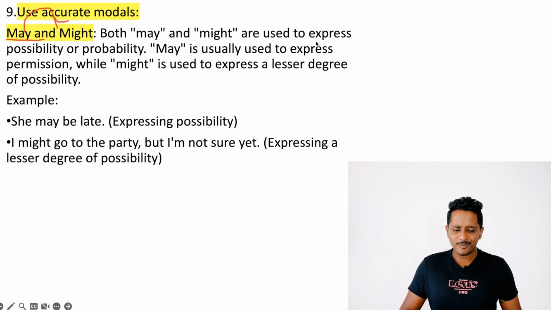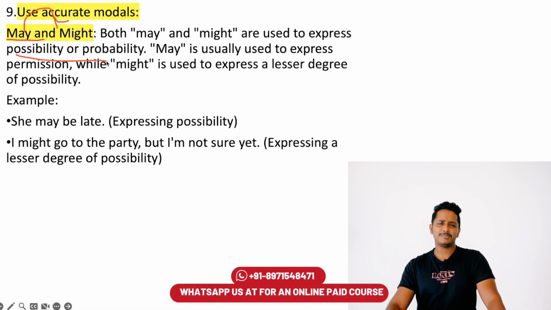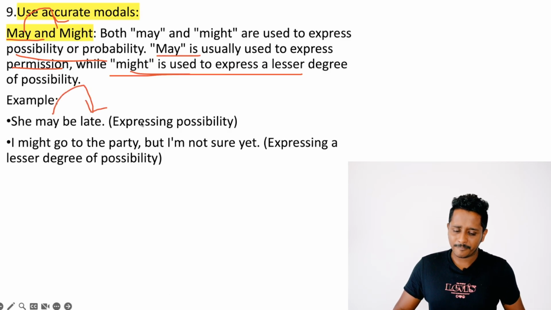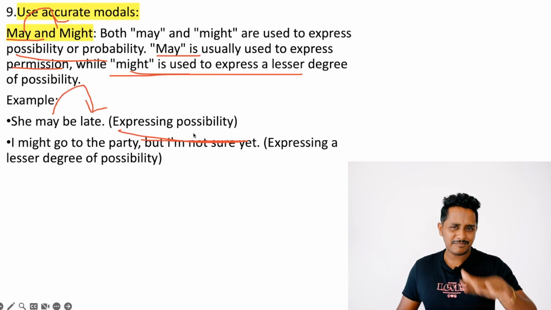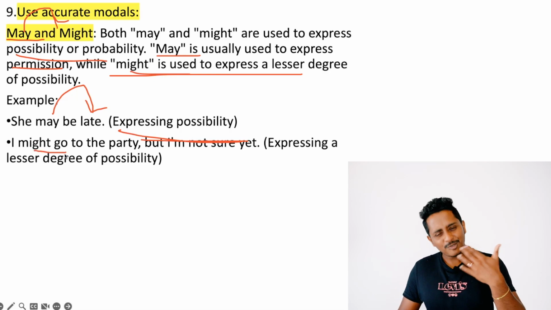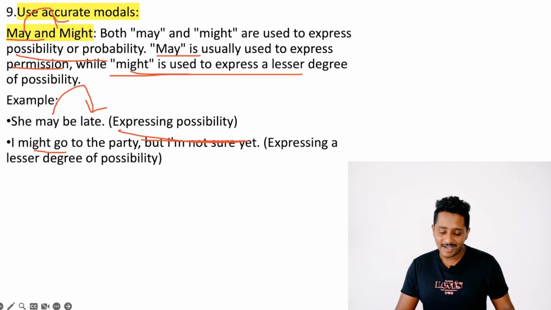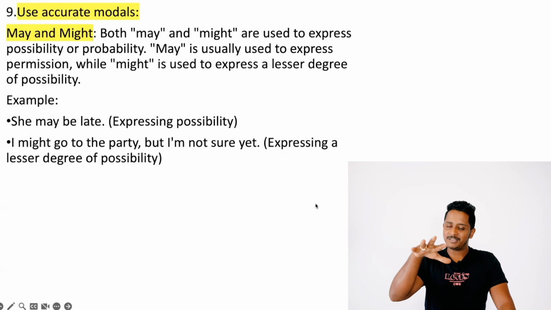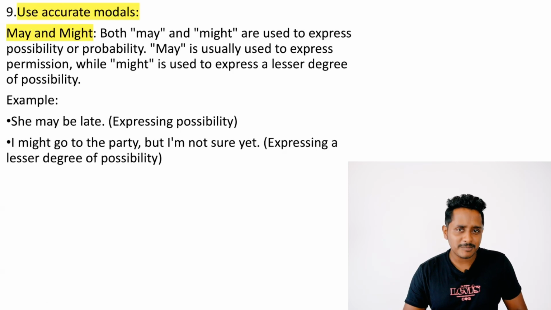May and might both are used to express possibility. I may do it, some possibility. I may do it tomorrow, I am not sure. May is used to express possibility, while might is used to express a lesser degree of possibility. She may be late, 50% possibility is there. I might go to the party means mostly no, 1% probability. Hope you are getting it. May talks about some possibility, might talks about even lesser possibility.